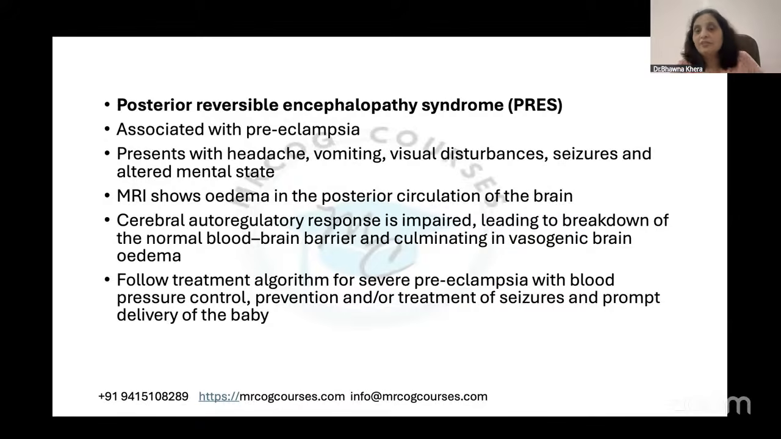Presents with a headache, vomiting, visual disturbances, seizures, and altered mental state. MRI shows edema in the posterior circulation of the brain. Cerebral autoregulatory response is impaired, leading to breakdown of the normal blood-brain barrier and culminating in vasogenic brain edema. Follow the treatment algorithm for severe preeclampsia with blood pressure control. Prevent the seizures, and prompt delivery of the baby is required.